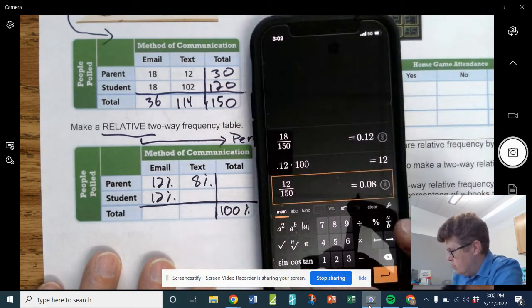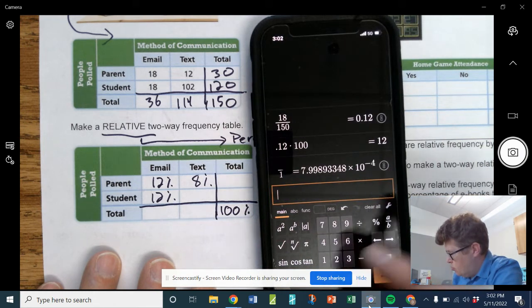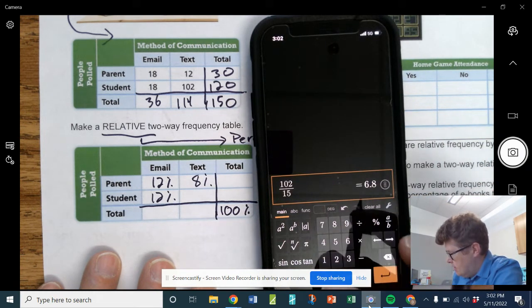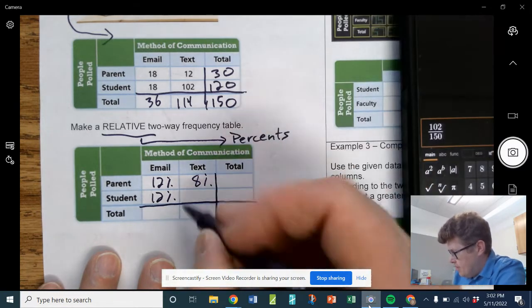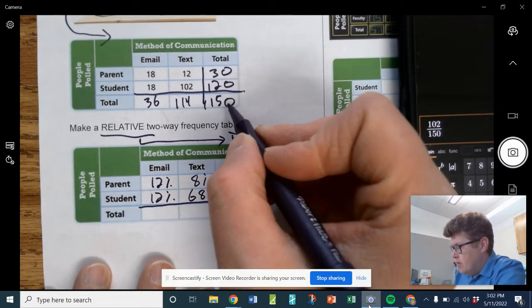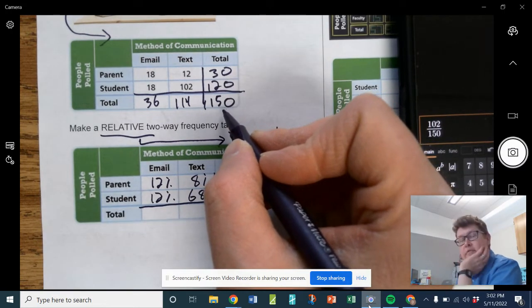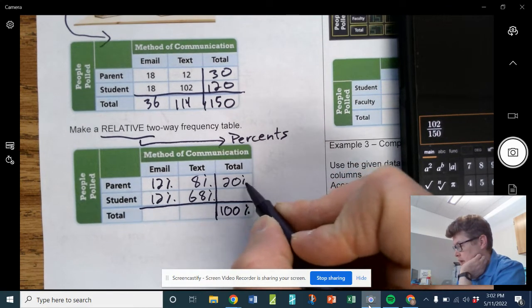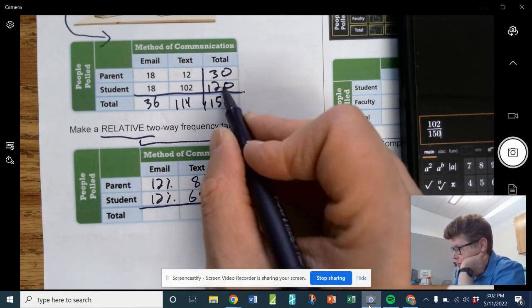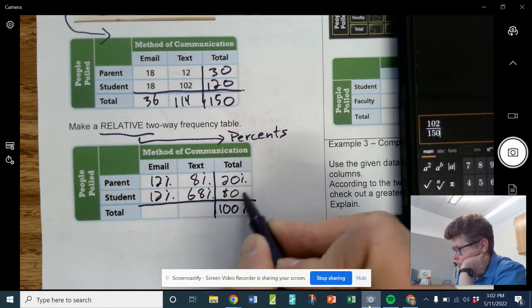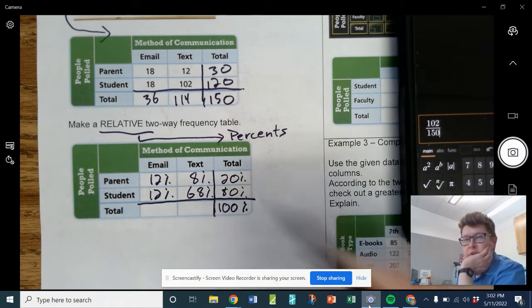And then 102, oops, clear all. 102 divided by 150 gets us to 68%. And now we could do 30 divided by 150, which gets us to 20%. And then 120 divided by 150 gets us to 80%. Okay, 80 plus 20 is 100, so our math checks out.